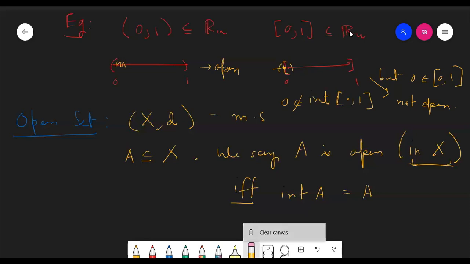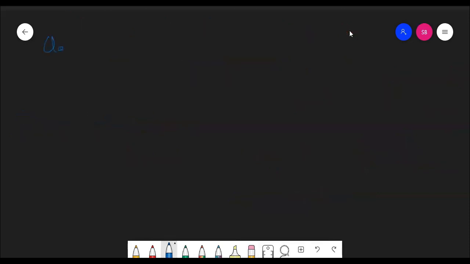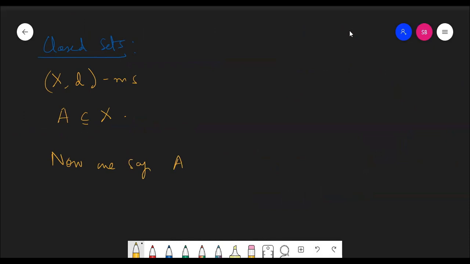Also, I will clear the canvas. Let's go to closed sets. Again, we have the general setup: (X, d) should be a metric space, and A a subset of X. Now, we say A is closed in X if A' — so all the limit points of the set should be inside the set. That is when we call the set closed. Okay, this is the definition of closed sets.